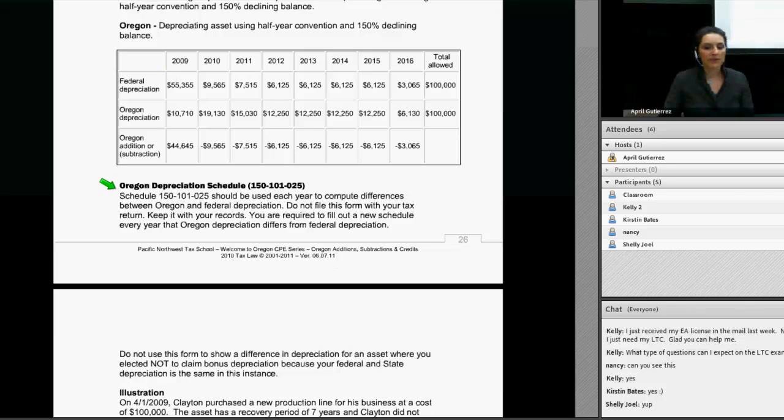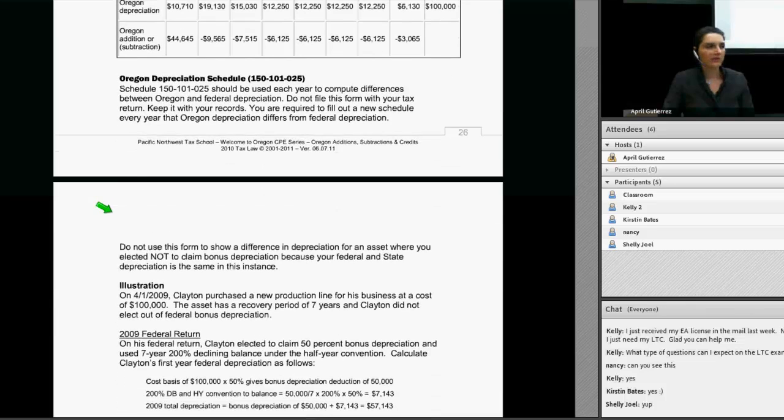Oregon Depreciation Schedule. Form 150-101-025 should be used each year to compute differences between Oregon and federal depreciation. Do not file this form with your tax return. Keep it with your tax records. You are required to fill out a new schedule every year that Oregon depreciation differs from federal depreciation.